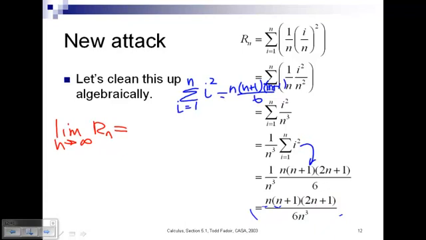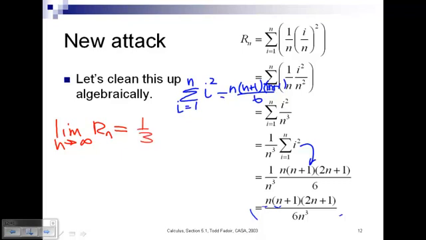Do the same thing in your head. What's going on with our RAM as n goes to infinity? I end up on top with something that's 2n cubed, and a bunch of stuff that doesn't matter. On the bottom I have 6n cubed. And it ends up being 1/3 as well.